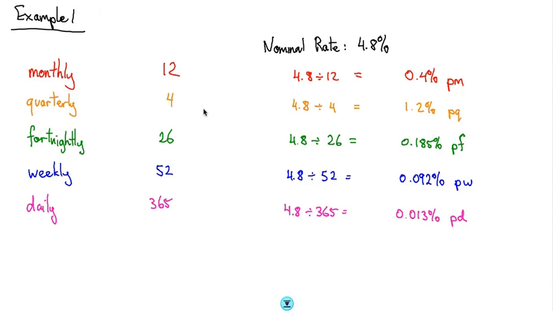So, for example, if our nominal rate was 4.8% and we want to know, well, what's that per month? We divide it by 12 and get 0.4%. If it compounds quarterly, then we would divide by 4 and get 1.2% per quarter. Fortnightly, weekly, and daily follow the same process. So it's very important to acknowledge the compounding period with your rate and convert it to that rate, so that when you're doing further calculations to figure out over a period of time how much your investment grows, you are using the correct rate for the time period.